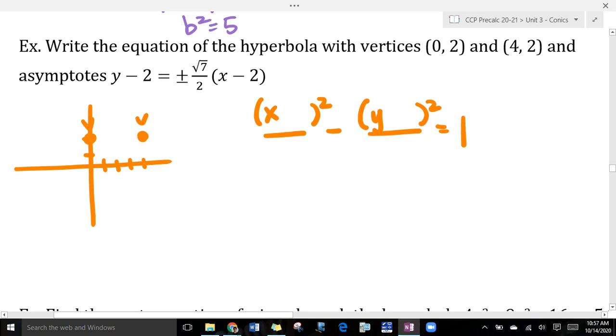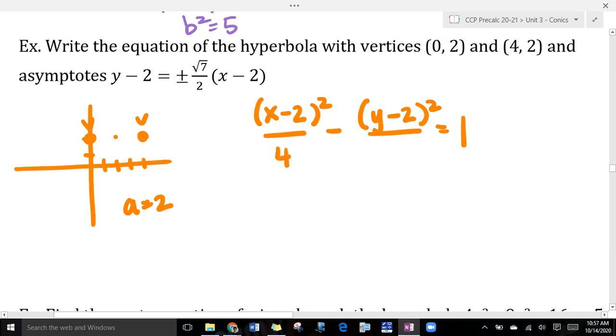The center should be the point directly between my two vertices. So if I look at that, that would be the point (2, 2). So I can plug in my 2 and 2 for x and y. And now that I've placed the center, I can see what a is. Because remember, a is the distance from the center to a vertex. So if my center is at (2, 2), and I've got a vertex at (4, 2), that means that a must be 2. So we can go ahead and put that first as our a squared.